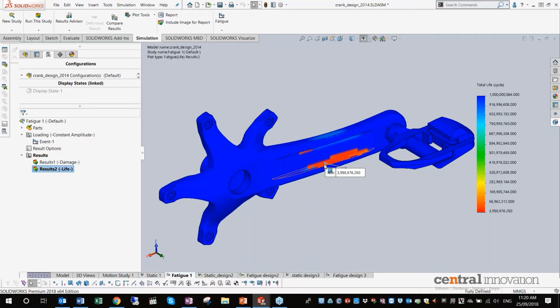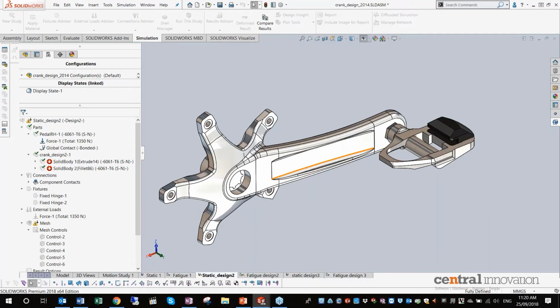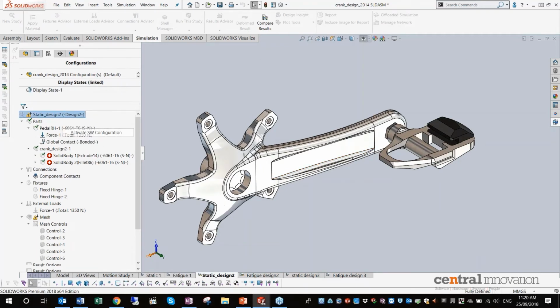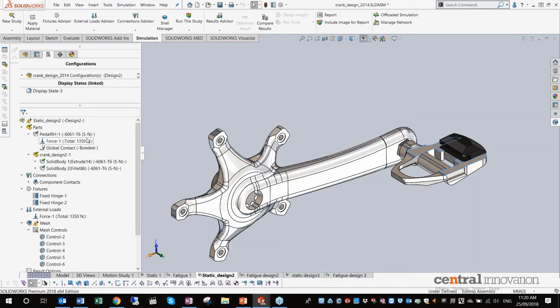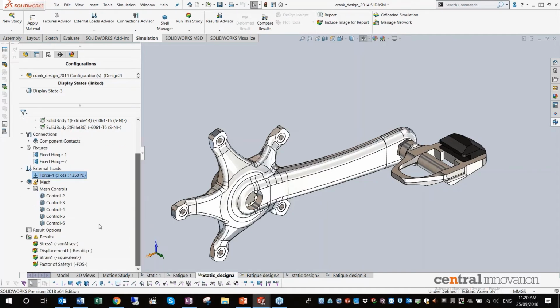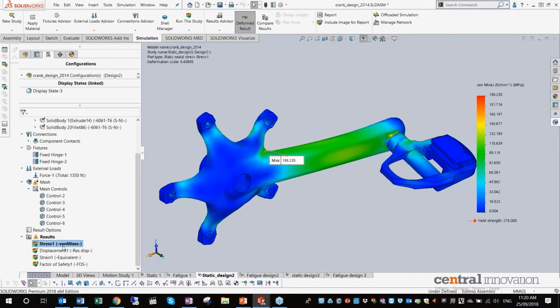So I change the model. I use my second configuration. And I run the same static study on that configuration. Let's activate this configuration and let's have a look at it. You can see the same load has been applied to this model, the same contact set, the same fixtures, the same force, the same mesh controls. Let's have a look at the results.